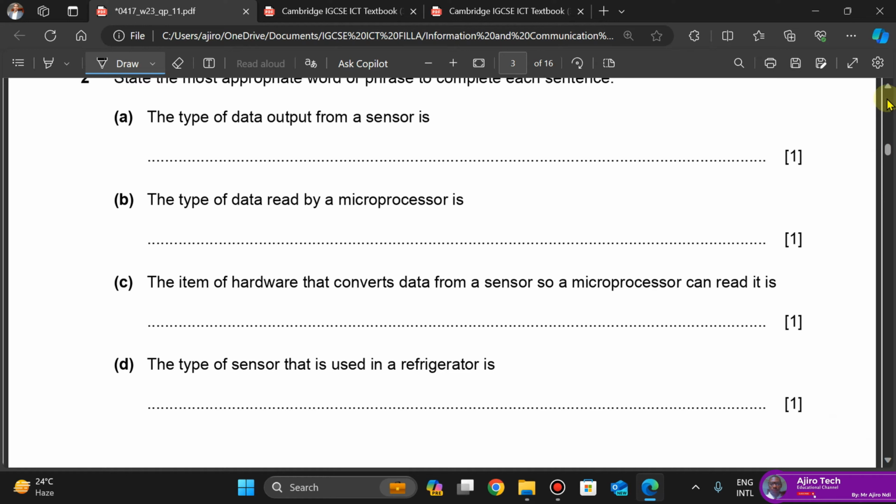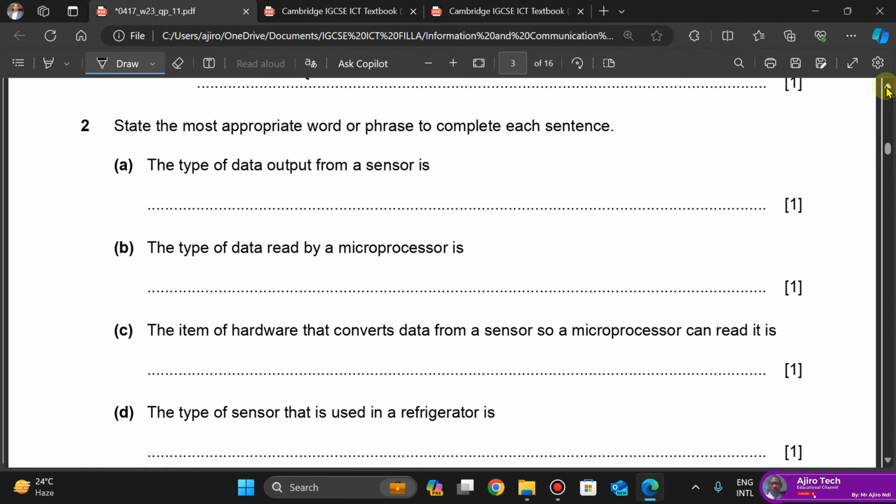All right, question 2. It started off with chapter 7. Wow. State the most appropriate word or phrase to complete each sentence. The type of data output from a sensor is what? Remember, a sensor is input. This is chapter 1, and chapter 2 covers input and output devices. A sensor is an input device.